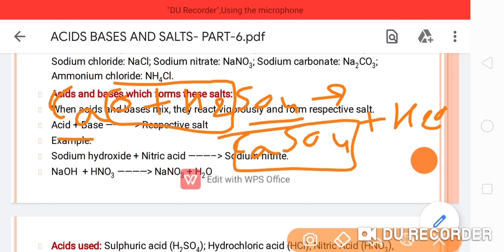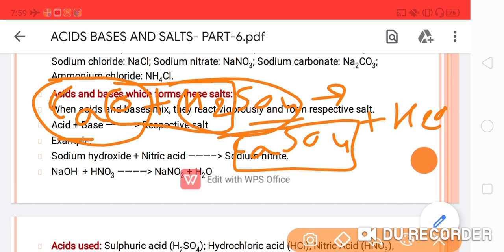So from this equation we can say how the salt will form. Whichever salt you have to form, you have to see which base and which acid you need. Means if you need to form a sulfate salt, you need sulfuric acid. Is it clear? And if you need to form a calcium salt, you need calcium oxide or calcium hydroxide.